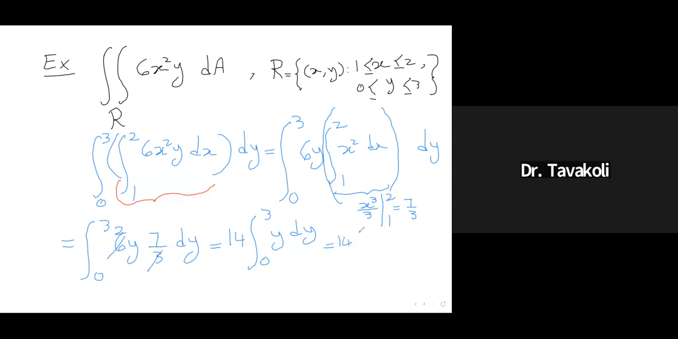So 14 times the antiderivative of y, which is y squared over 2. And I should evaluate at the limits of that integral. So 14 times, at 3, 3 squared over 2, which is 9 over 2. At 0, 0 squared over 2 is 0. And then 14 times 9 over 2 is 63. So the value of that double integral is 63.